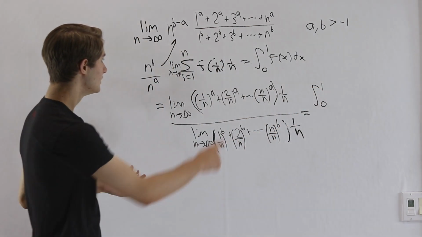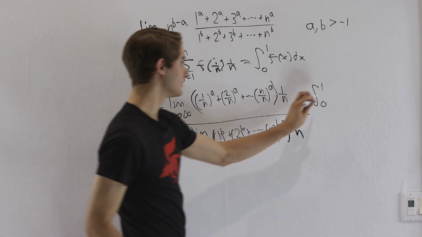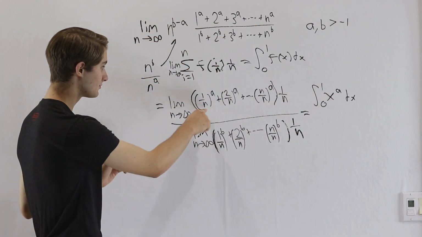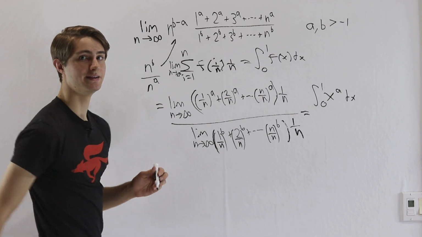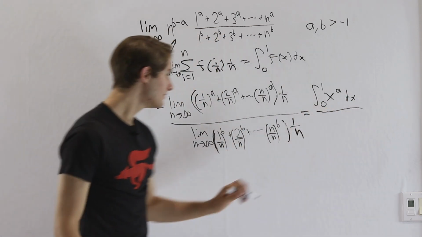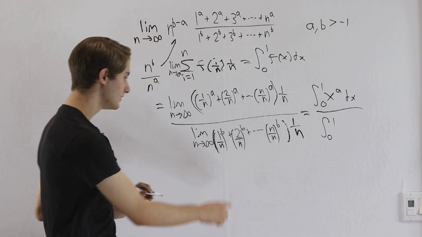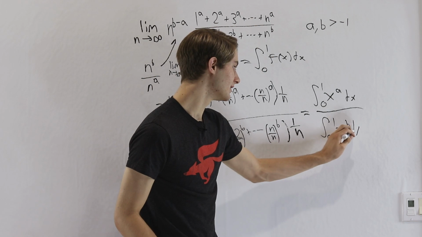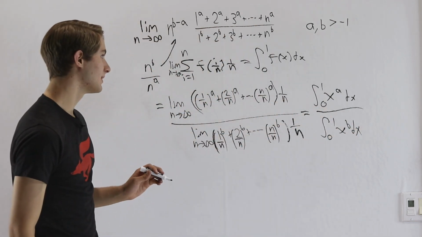What is our function? Well, our function is whatever we're plugging in i over n. In this case, it's actually going to be the input to the power of a, because we have 1 over n to the a, 2 over n to the a, up to n over n to the a. On the denominator, we will again have an integral from 0 to 1. This is in the exact same form as the top. We just have to have x to the b this time, dx.